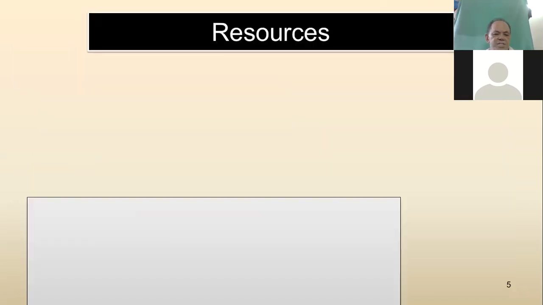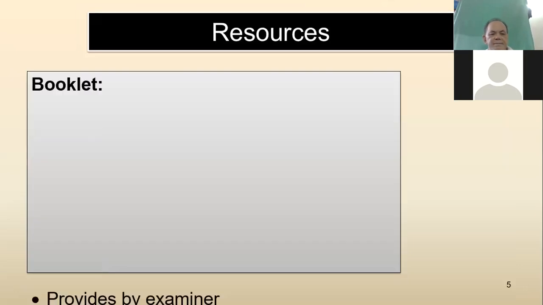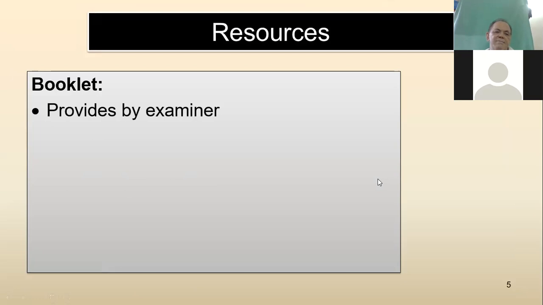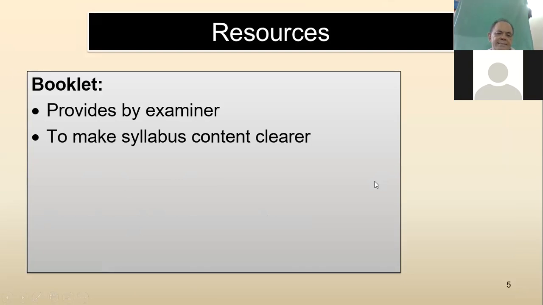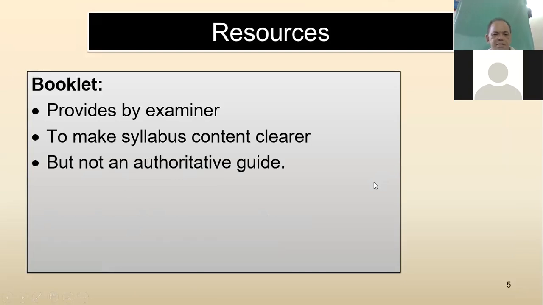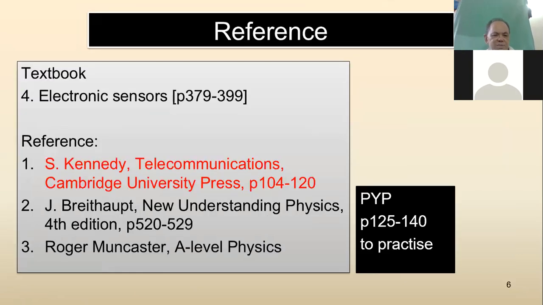There are rare resources that CAIE has given, and the examiner provides a booklet to make the syllabus content clearer, but you must always think that it's not an authoritative guide, just a guide to help you understand the formula and the requirements of the syllabus. There are various textbooks that you can use if you want to read further into this area. There's a past year paper, 125, page 140, to practice.